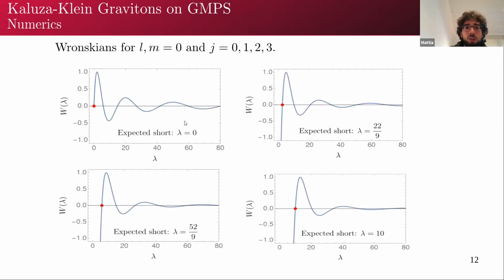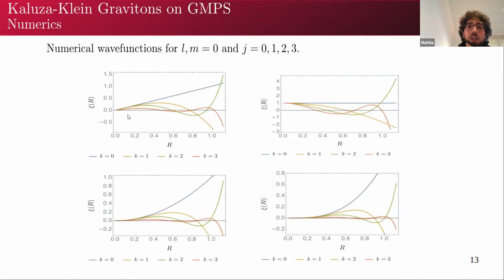So here we plotted some Wronskians. We see that they are always oscillatory functions which have several zeros, and that we will label by k. So these, for example, will be the k0, k1, k2, and so on. And we can respectively show the plots for the numerically computed eigenfunctions in correspondence of the physical masses, of course labeled by the same quantum numbers k.